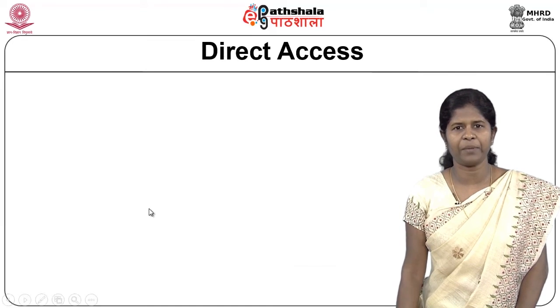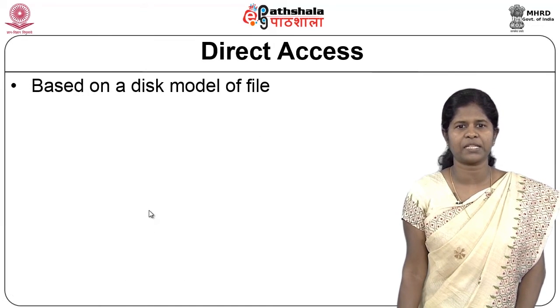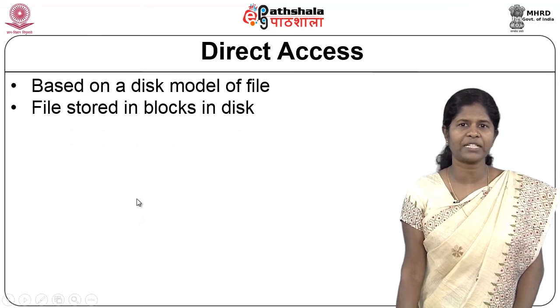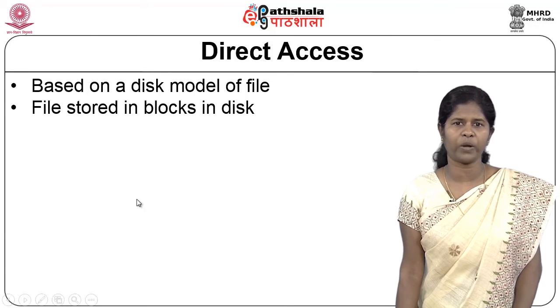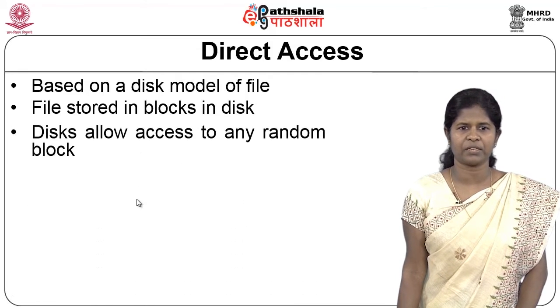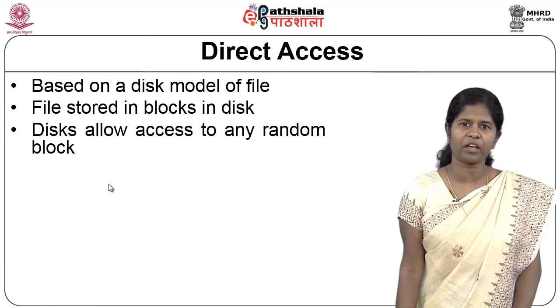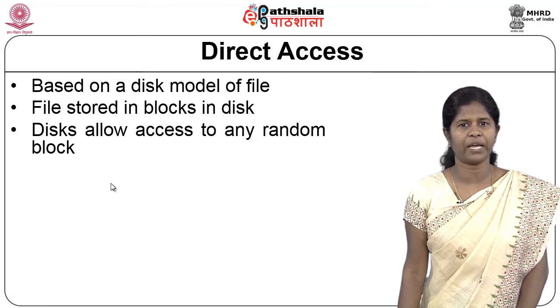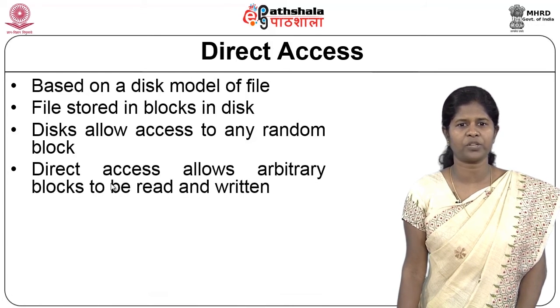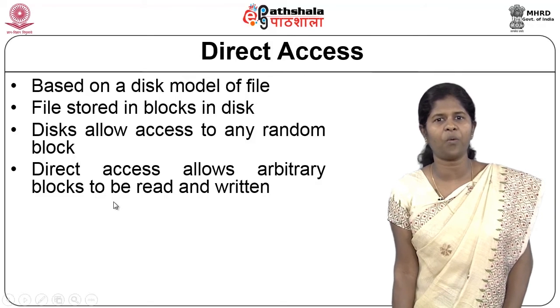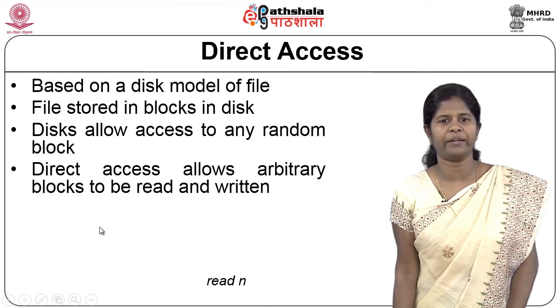The next type of access is direct access. This is based on the disk model of a file. We saw that the contents of files are stored in disk blocks in the disk. So, if you want to access any block or any record in the disk, you should be allowed random access. You should be allowed to access the nth record or the nth disk block in the disk. So, direct access will allow arbitrary blocks to be read and written.